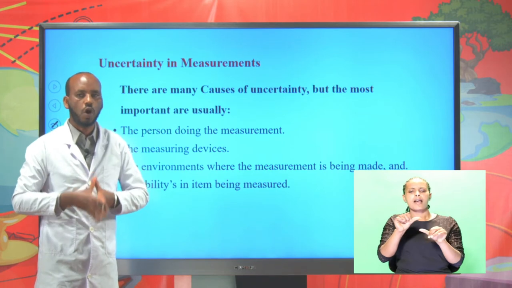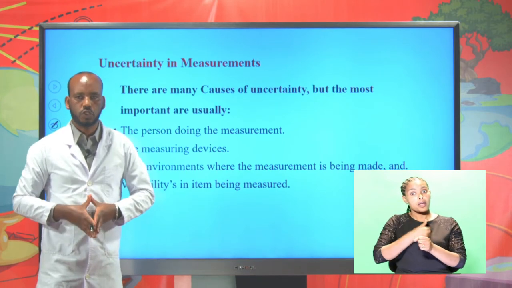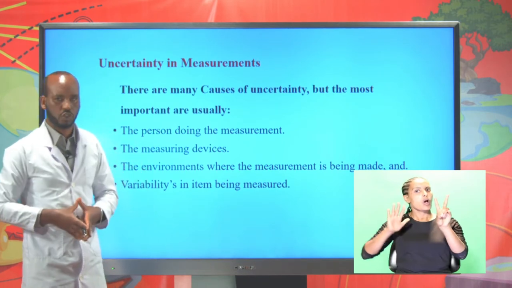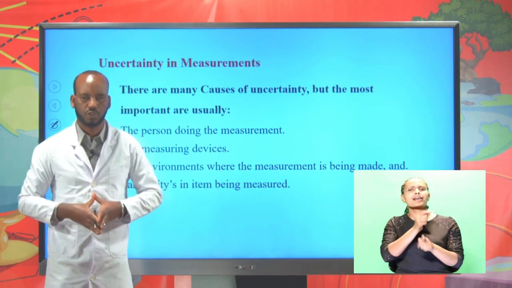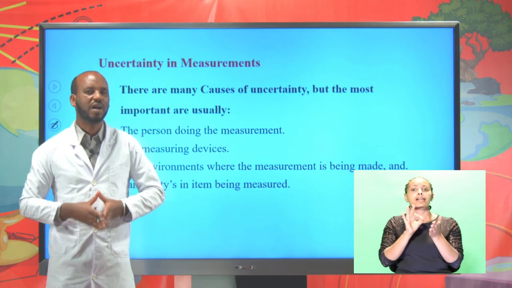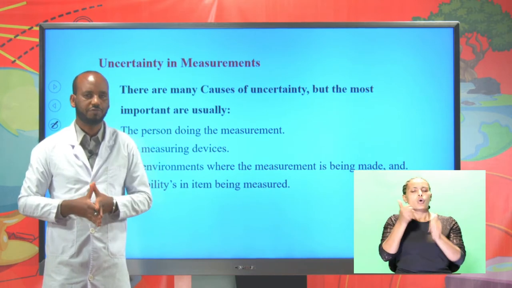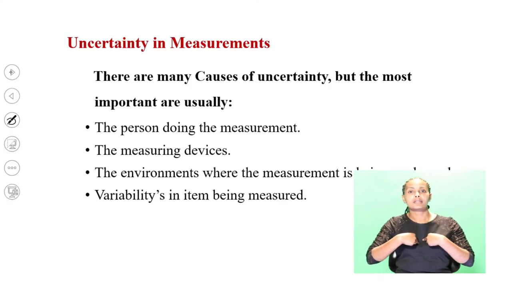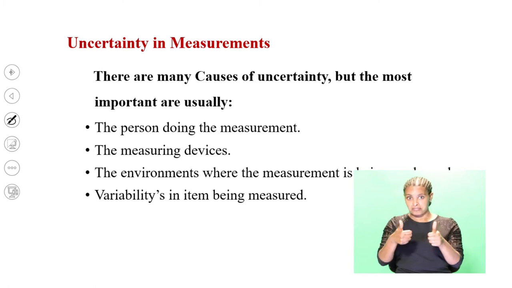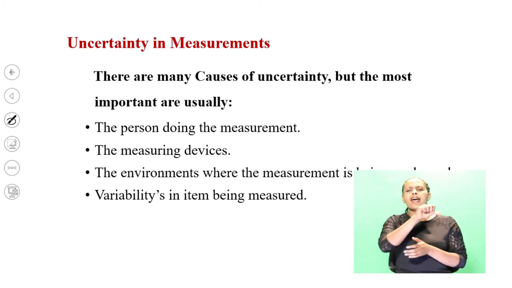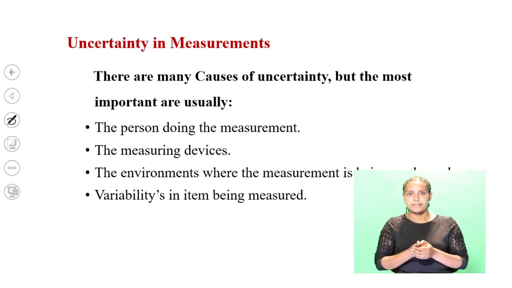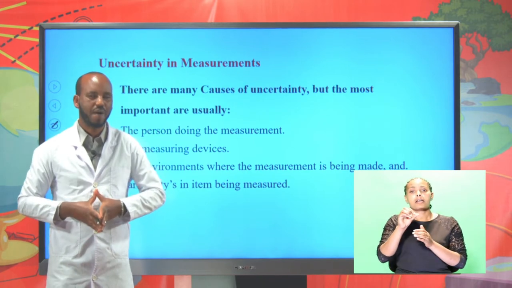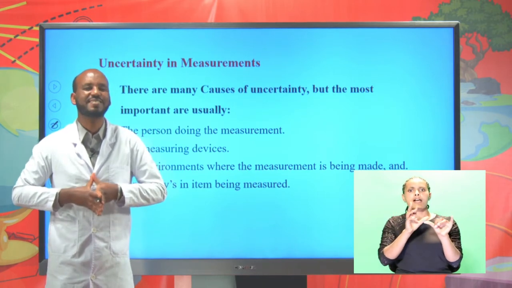In scientific work, we recognize two kinds of numbers. These are exact and inexact numbers. Exact numbers are numbers which have defined values. Inexact numbers are numbers which have some uncertainty. Numbers obtained by measurements are inexact numbers.